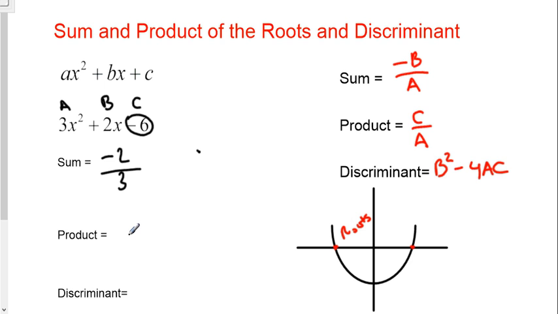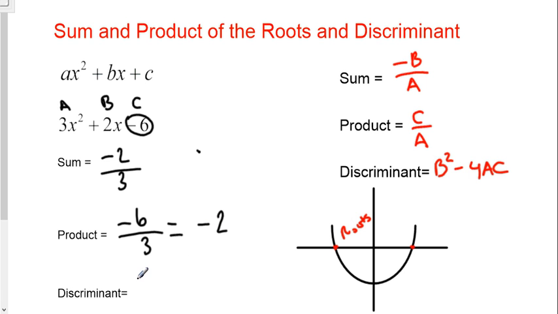All right, so let's do the product. C over a. Well, c is negative 6, so it's negative 6 divided by a, which is 3, and negative 6 divided by 3 is negative 2. So the product of the roots is negative 2. What does that mean? If you figure out where those two x values were and you multiply them together, it would be negative 2.